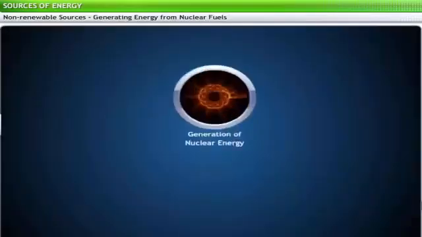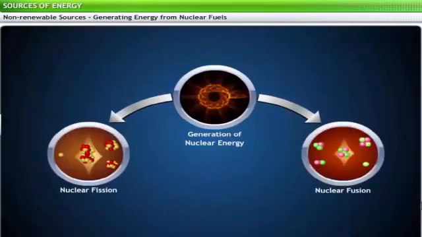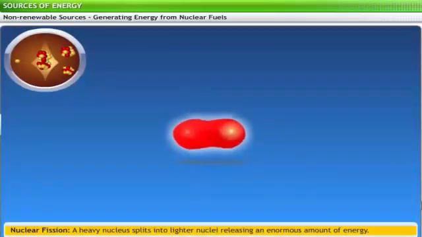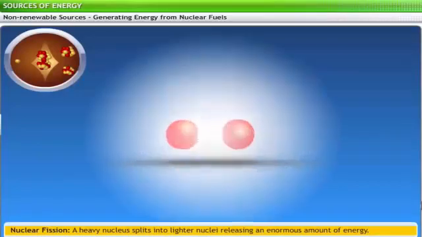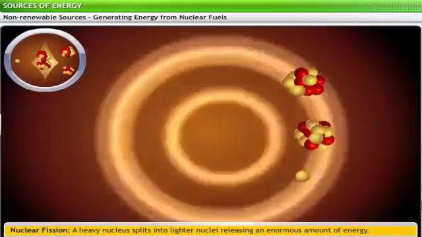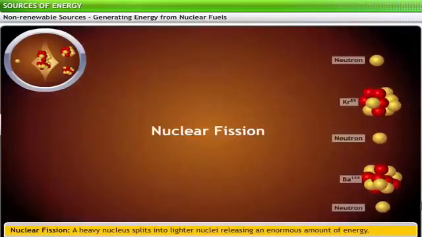Nuclear energy can be generated through nuclear fission or fusion. Nuclear fission occurs when an unstable nucleus splits into lighter nuclei. During the split, an enormous amount of energy is released. For example, when an unstable nucleus like uranium-235 is bombarded with a slow-moving neutron, it splits into two lighter nuclei, namely barium and krypton. The fission reaction also releases 3 neutrons and an enormous amount of energy.